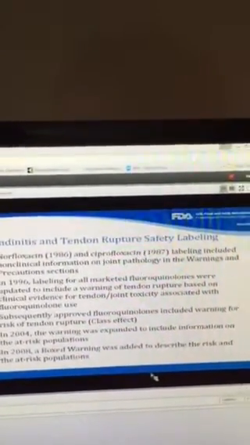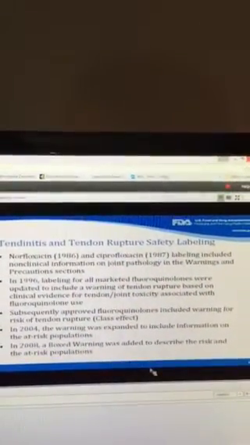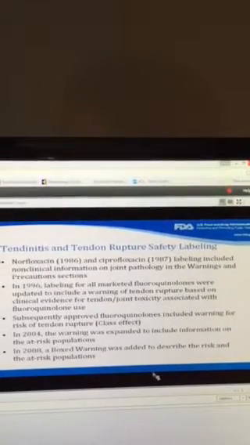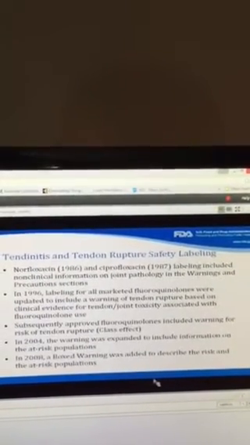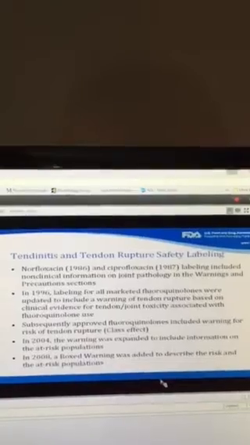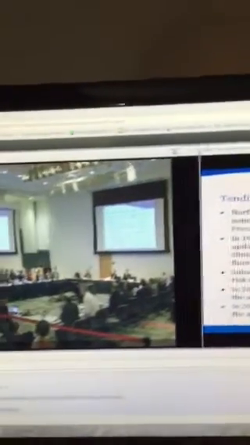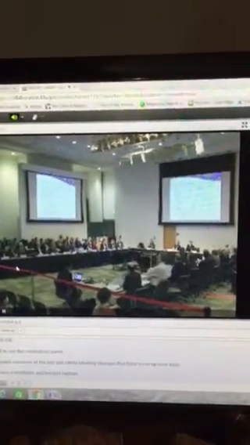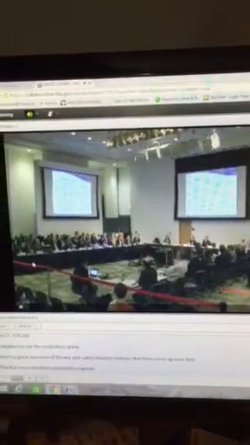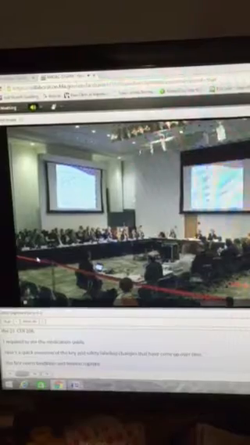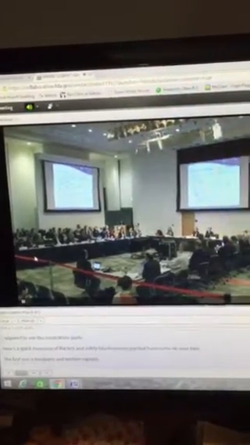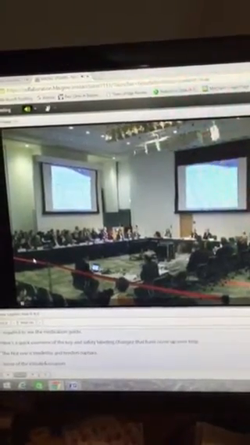So I'll just provide a quick overview of some of the key safety labeling changes that have occurred over time. The first one is tendinitis and tendon rupture. So for some of the initial fluoroquinolones, information was included in labeling about the non-clinical information that we had on joint pathology with these drugs. Subsequently, once clinical information became available, it was included in labeling for all marketed fluoroquinolones.